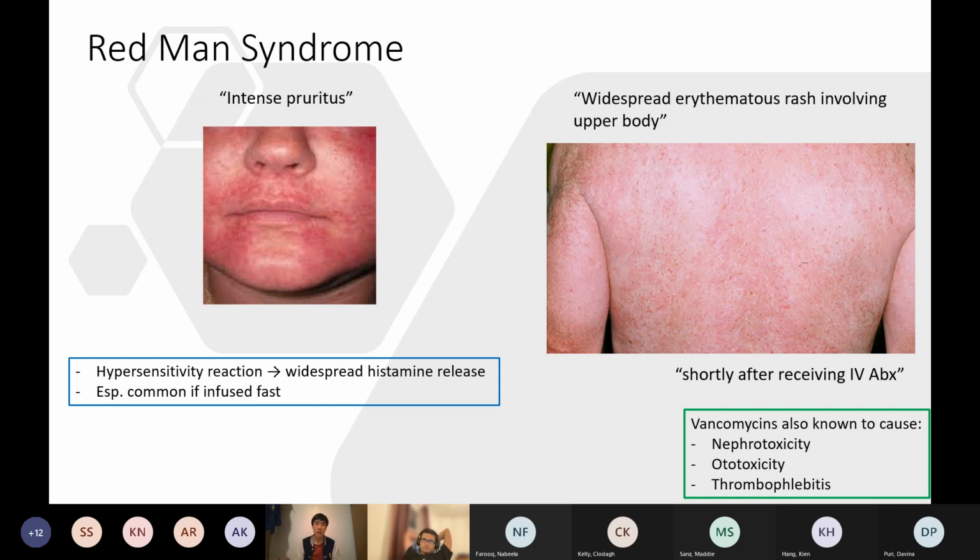This is another hypersensitivity reaction, and it's widespread histamine release. It doesn't often end up affecting the airways, but it's especially common if you infuse the drugs fast. So there's always limits on vancomycin, and usually this doesn't happen now because we give it at quite a slow rate. Other common side effects are nephrotoxicity, ototoxicity, and occasionally thrombophlebitis, but that also comes with infusing fast.